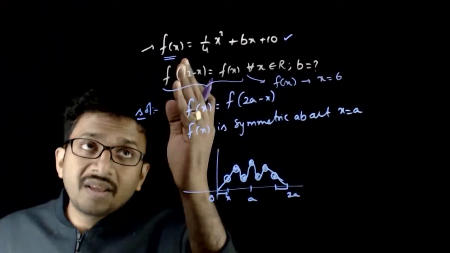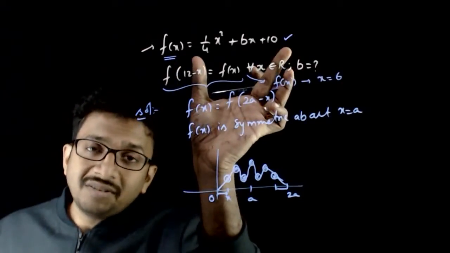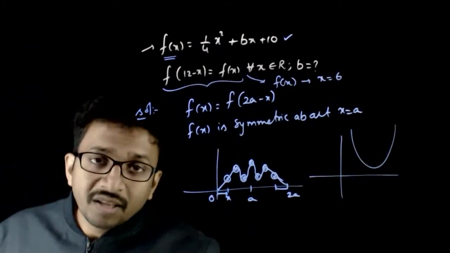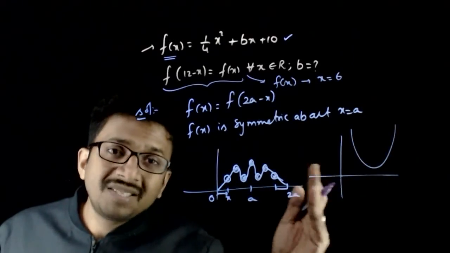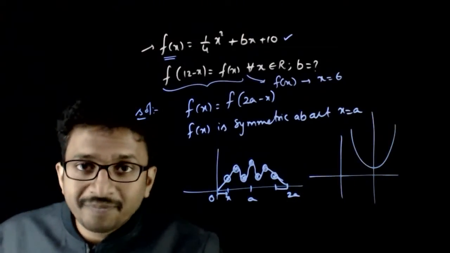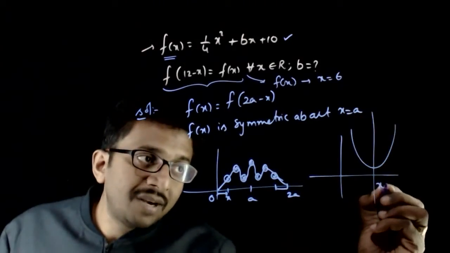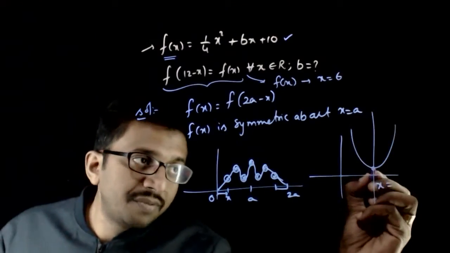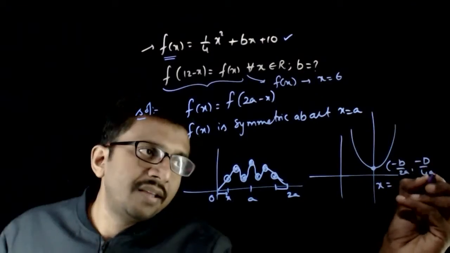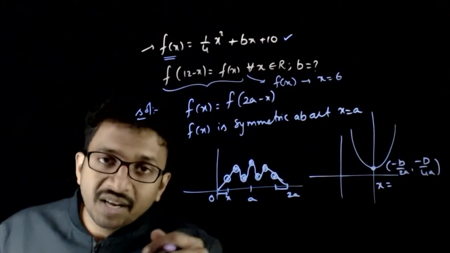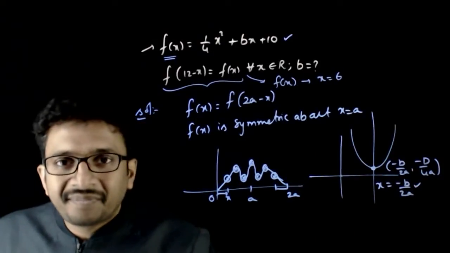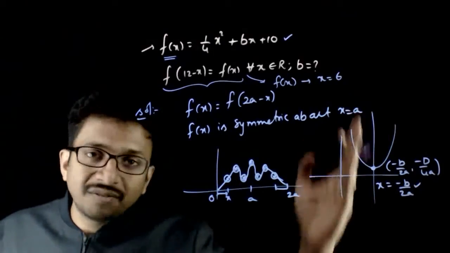So now, what is a quadratic function symmetric about? We know that a quadratic function will always be a parabola. And what will this parabola be symmetric about? This parabola will always be symmetric about the axis of the parabola. And the axis of the parabola is nothing but x is equal to, because the vertex is minus b by 2a and minus d by 4a. So what will be the axis of a vertical parabola? X is equal to minus b by 2a.